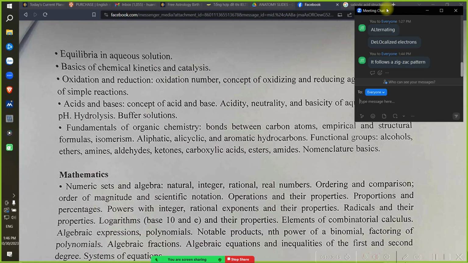Okay, good. Next one. Functional groups and things like that.